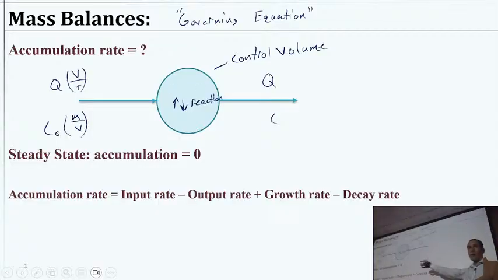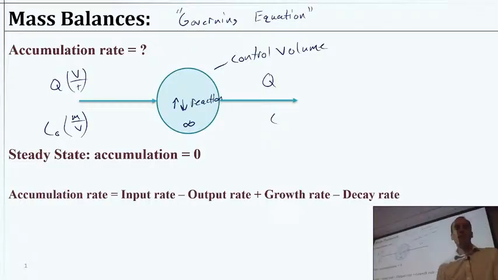A lot of times our reactor here will be mixed. So many times we will say this is well mixed, a little stirrer spinning it around. That simplifies a lot of things, as we'll see. So within this control volume, we have 3 things that can occur. We can have an input rate, an output rate, and a reaction.